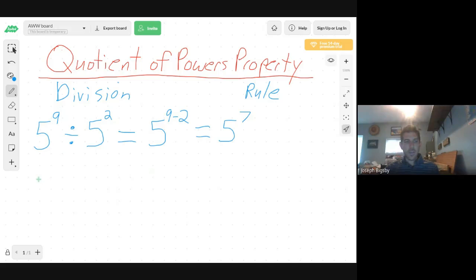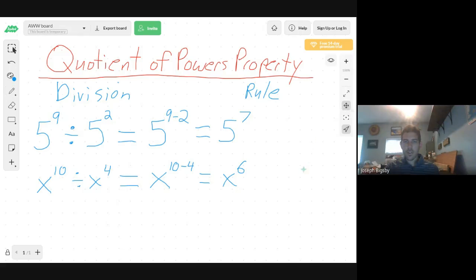We can see this again with variables. Let's say we have x to the 10th power divided by x to the 4th power. Again, I'm going to keep the like base and subtract their exponents. 10 minus 4 gives me x to the 6th power. That's the quotient of powers property. When you multiply, you add the exponents. When you divide, you subtract the exponents.